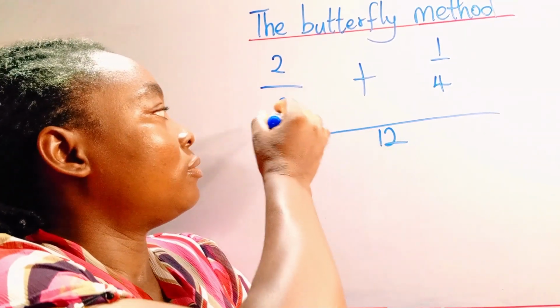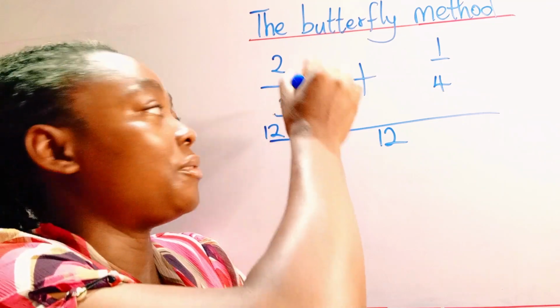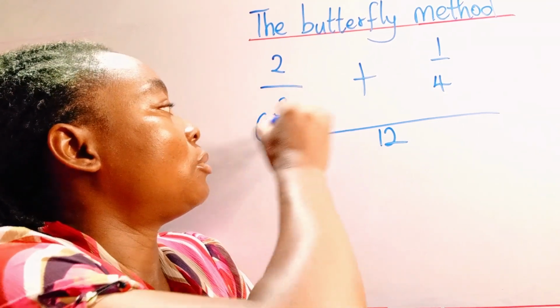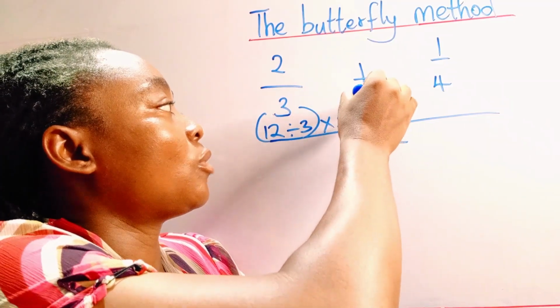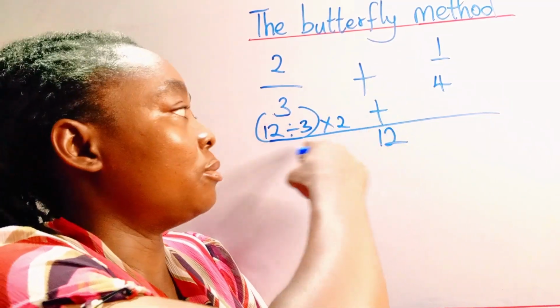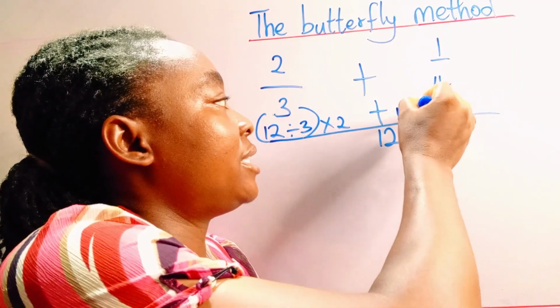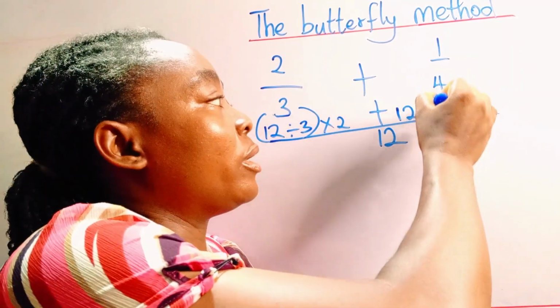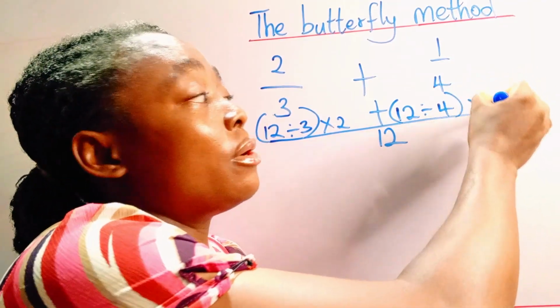Now, 12 divided by the denominator 3, multiplied by the numerator 2. Bring down our plus. Repeat what we did here. 12 divided by denominator 4, multiplied by numerator 1.